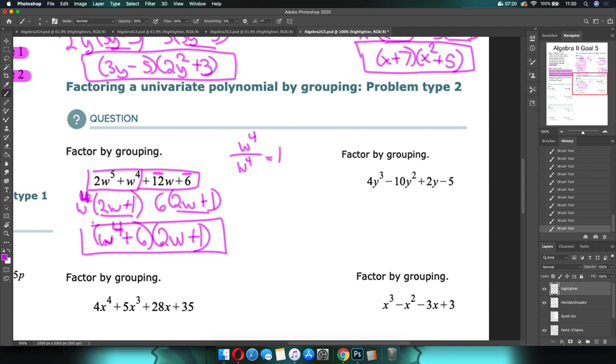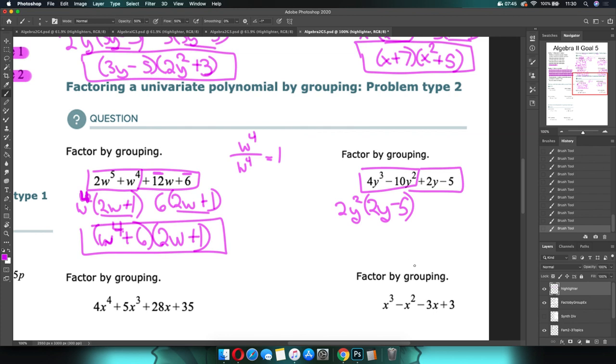Why is this a type 2, I wonder? Looking over here, let's see here. So 4 and 10, those are both even numbers, so I can pull out a 2. Y cubed, y squared, we can pull out a y squared. 4 divided by 2 is 2. Y cubed divided by y squared is y. 10 divided by 2 is 5. Y squared disappears. All right?